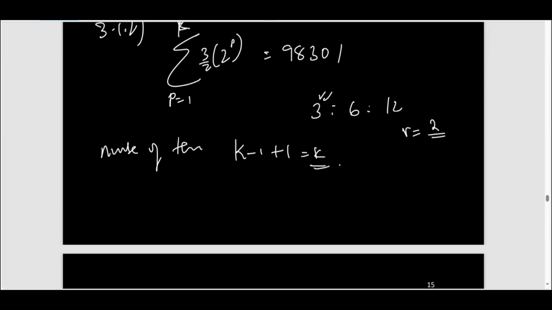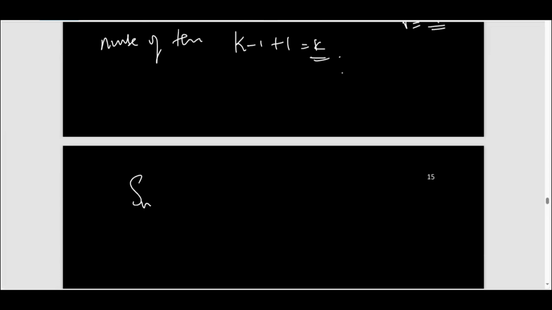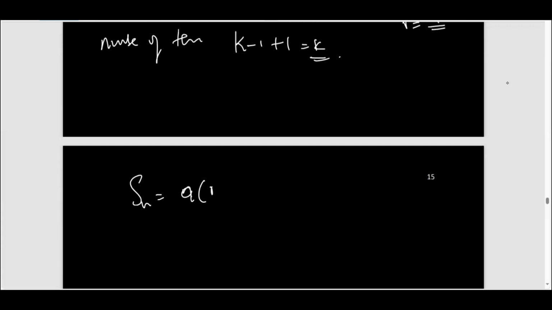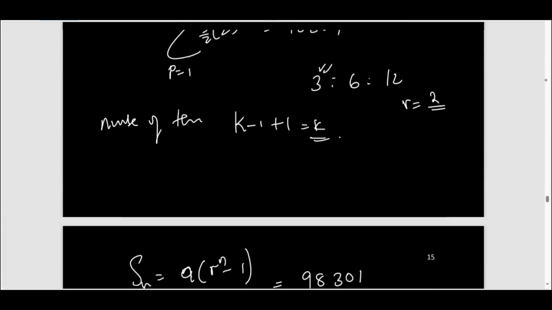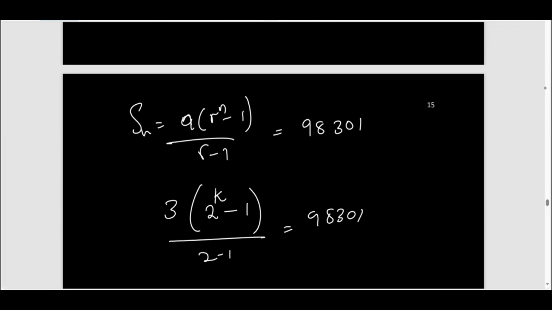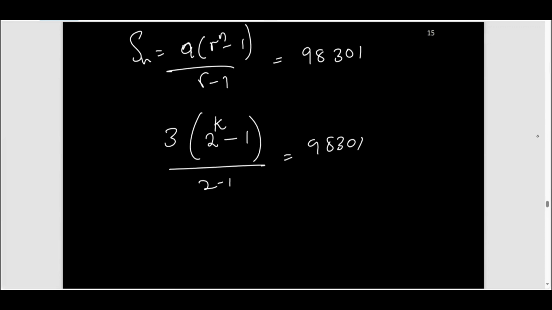So the sum of the geometric series is given as a into r to the n minus 1 over r minus 1, since r is bigger than 1, equated to 98,301. Let's do the substitution. Our a was 3 into 2 to the exponent of k minus 1 over 2 minus 1 is equal to 98,301. So 2 minus 1 is 1.